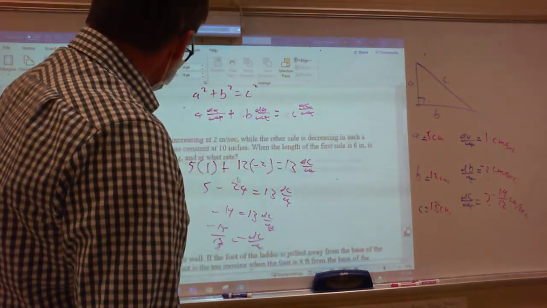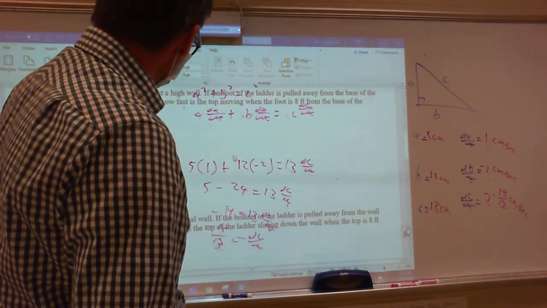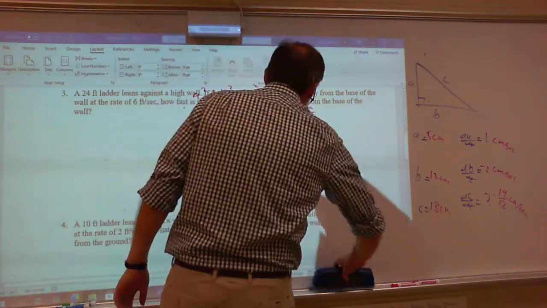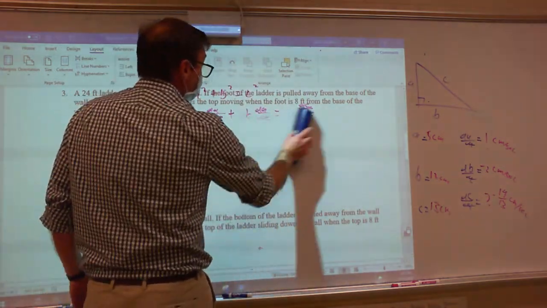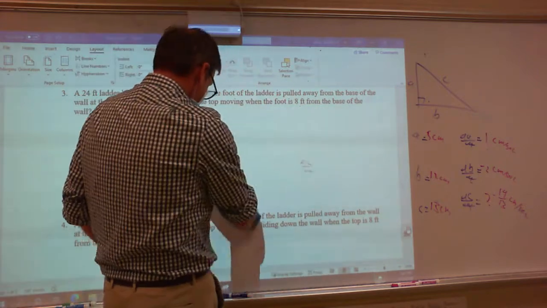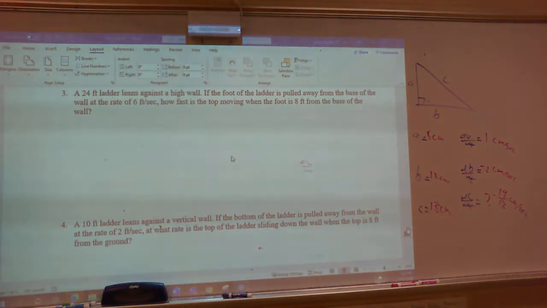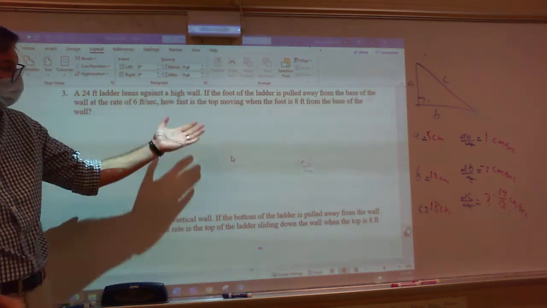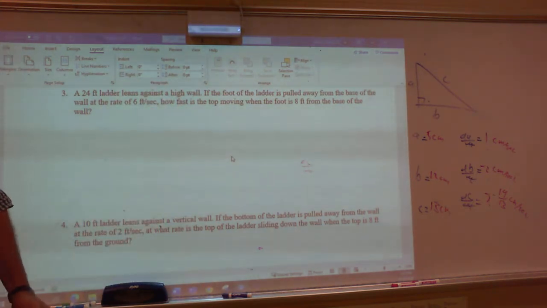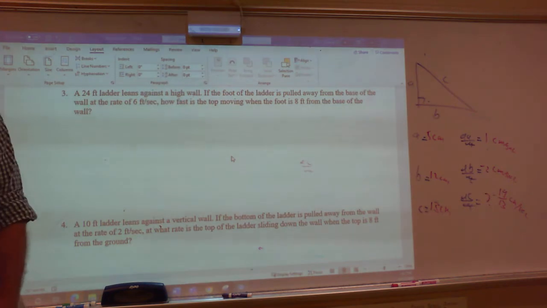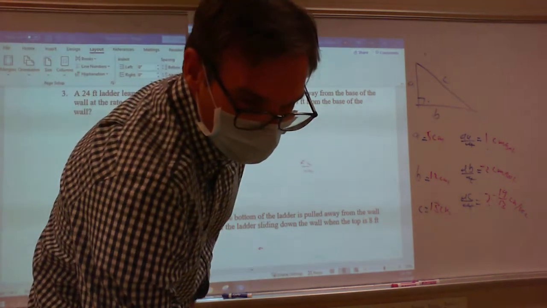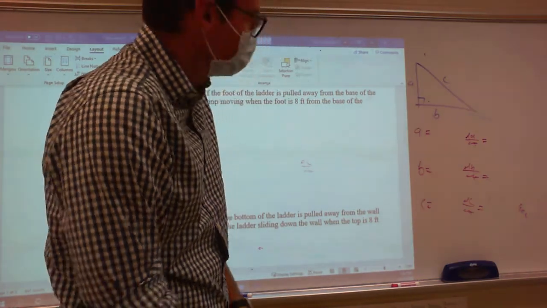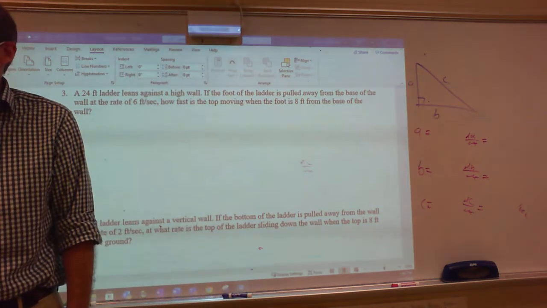All right, question 2, we're going to come back to. All right, we're going to look at question 3. Actually, you're going to do it, but I'm going to read it and emphasize certain things. It says, a 25-foot ladder leans against a high wall. If the foot of the ladder is pulled away from the base of the wall at a rate of 6 feet per second, how fast is the top moving when the foot is 8 feet from the base of the wall? All right, your turn. Draw a picture. Kind of the same picture, isn't it?